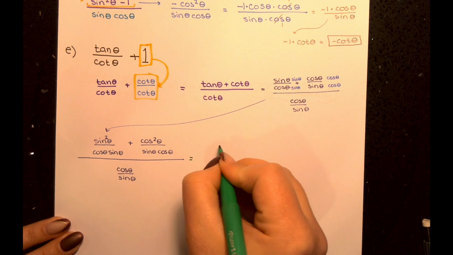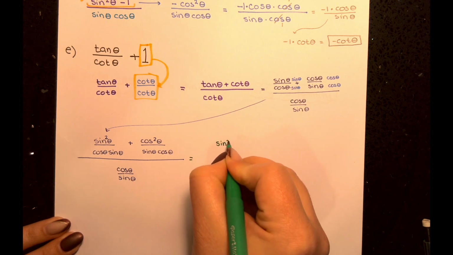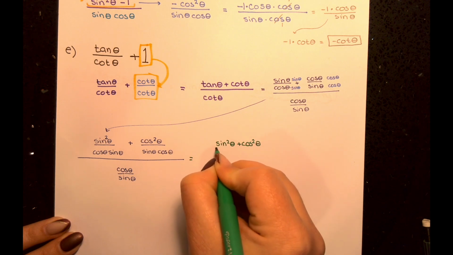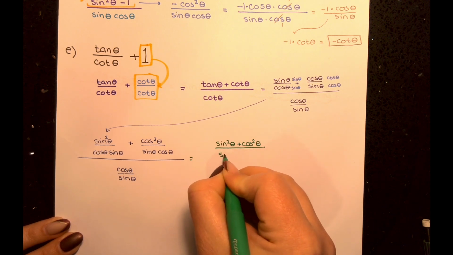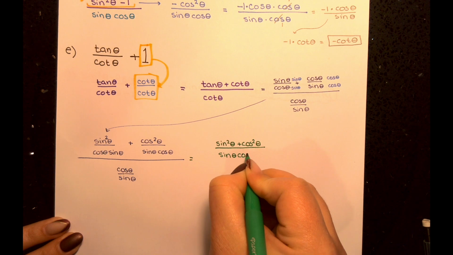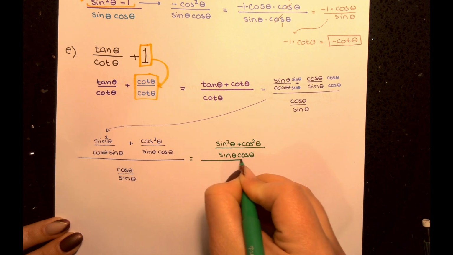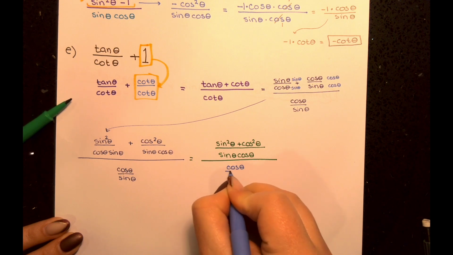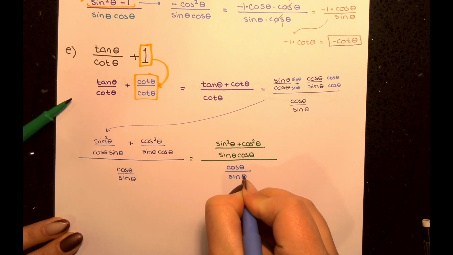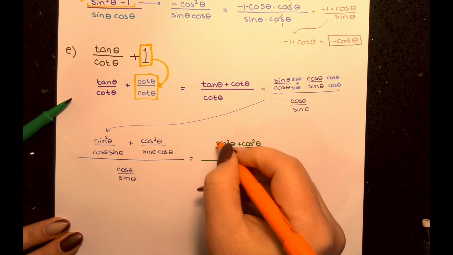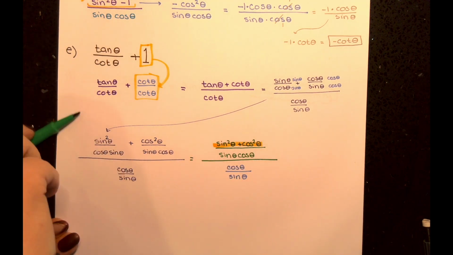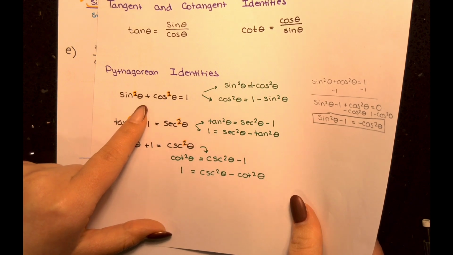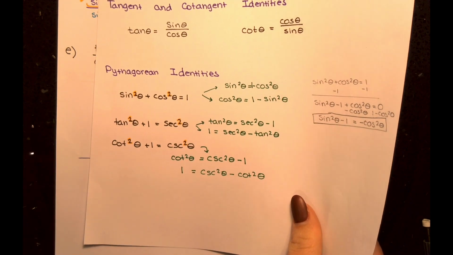Let's combine. So sine squared of theta plus cosine squared of theta should be screaming identity right now. And I'm just going to write this as sine of theta, cosine of theta. Again, denominators are the same. Over cosine of theta, sine of theta. This right here should be screaming identity to you. We go back to our identities. It's one of our main ones. Sine squared plus cosine squared equals 1. A squared plus b squared equals c squared.